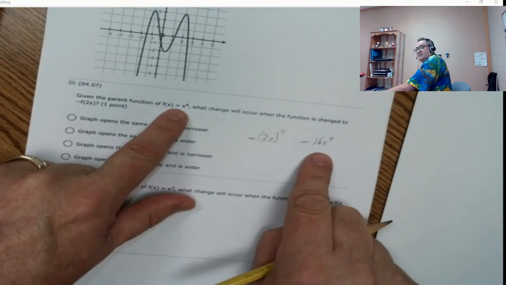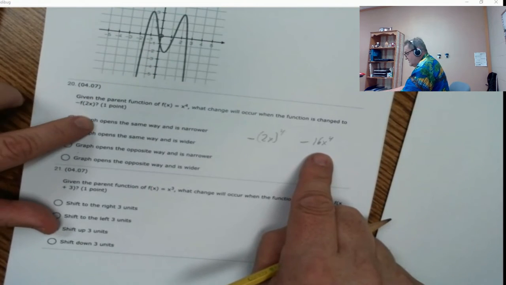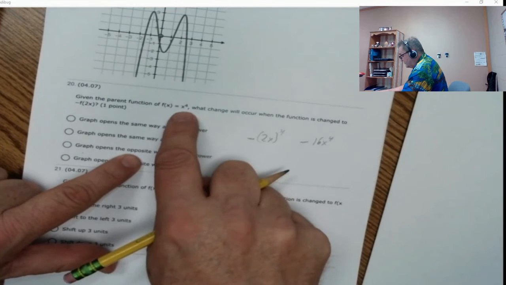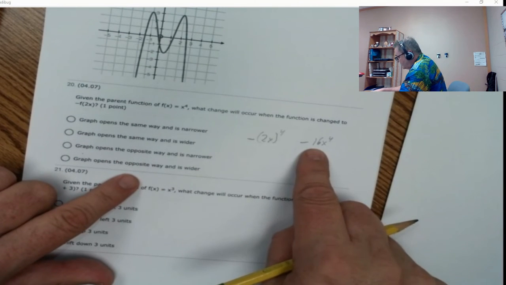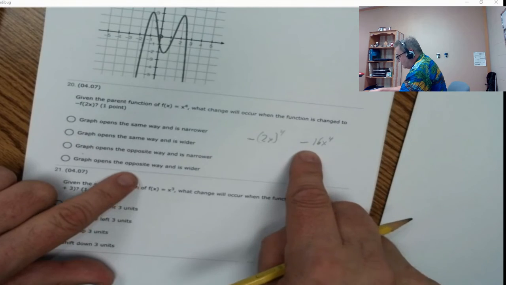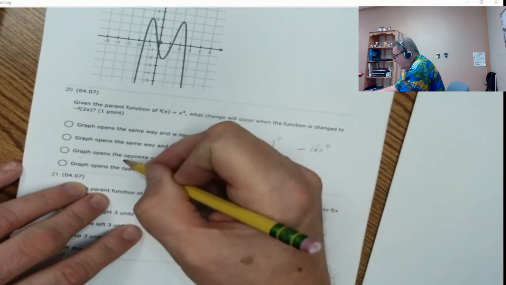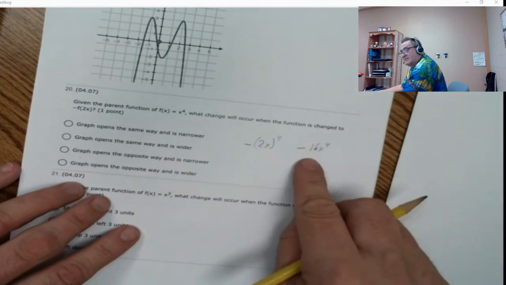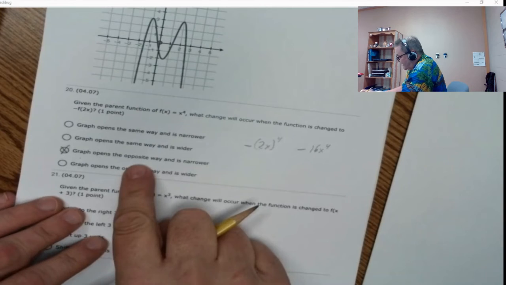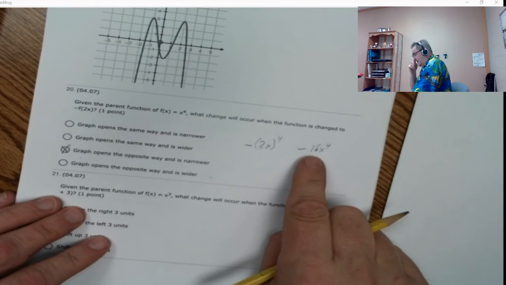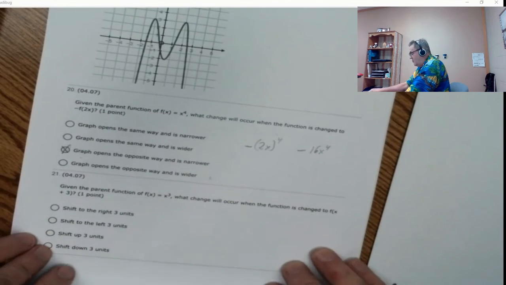So comparing negative 16x to the 4th to x to the 4th, first of all, it's going to turn upside down like this one. So the graph's going to open the opposite way because this is a positive. It's going to open up. So it's one of these two. And is it wider or narrower? Well, that 16 multiplied by there is going to make it much narrower because instead of a number being right here, it's going to move way down and be 16 times that. So it's going to be narrower and open the opposite way. If this was less than 1, if this was a fraction, 0.5 or something, that would make it wider.